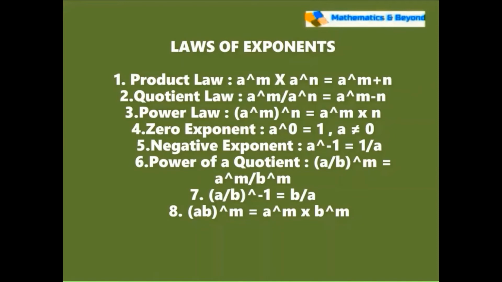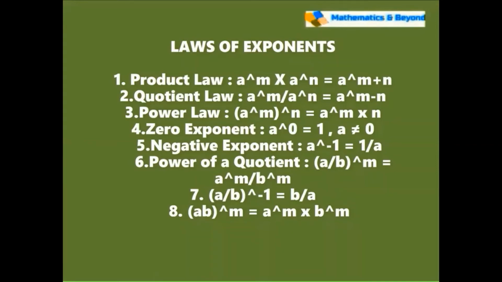Now our seventh law is a by b raised to the power minus 1 is equal to b by a. This is a bit similar to our fifth law. What we have done in this part is that we have taken the reciprocal of the whole number to bring it into a positive form. Now our eighth law is the power of a product of two numbers. This law is also similar to our sixth law, but in this law we have multiplied. So a into b raised to the power m is equal to a raised to the power m into b raised to the power m.